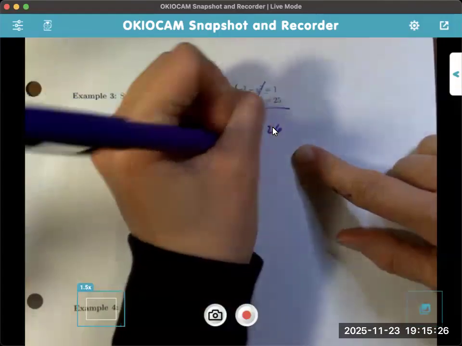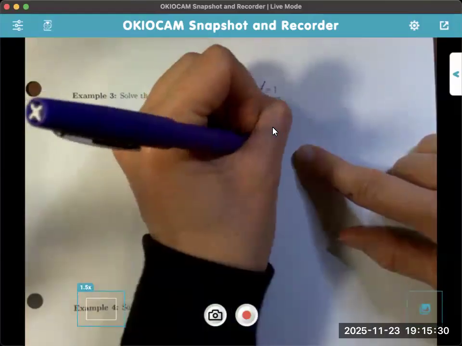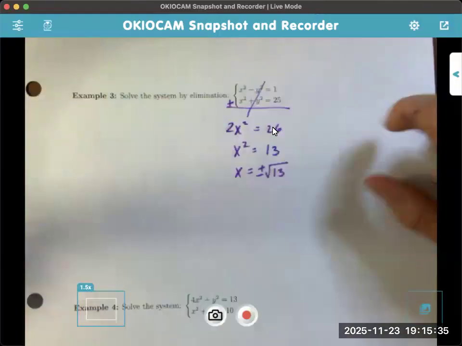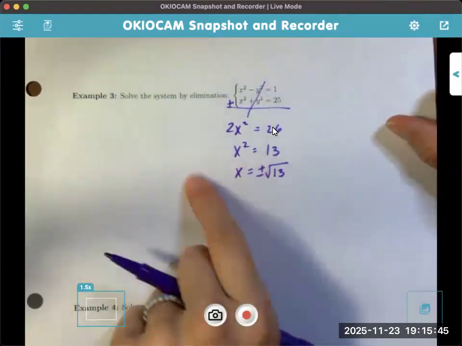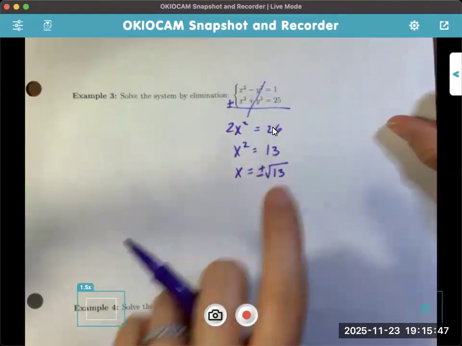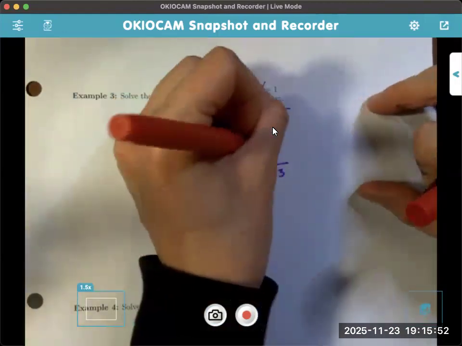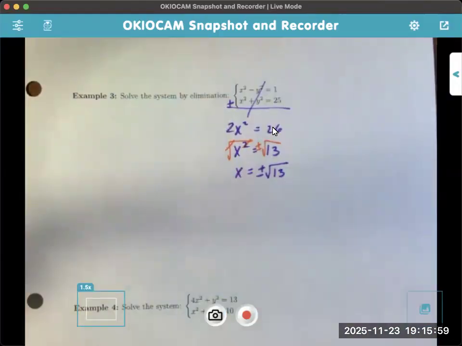So then x squared is equal to, oh gosh, what is that? 13. So x is equal to plus or minus root 13. How fun. Okay, so remember, whenever we take a square root, what can we not forget? The plus or minus, right? We can't forget the plus or minus when we take a square root. But are we done? No, not quite.